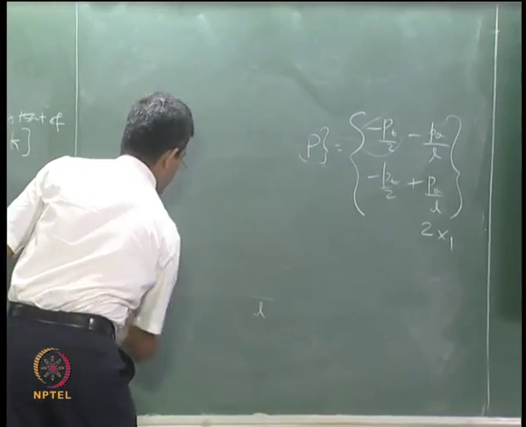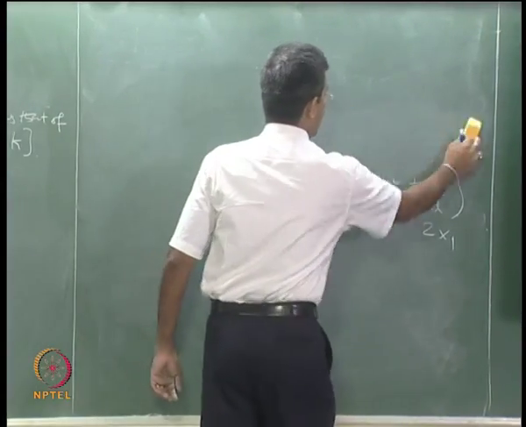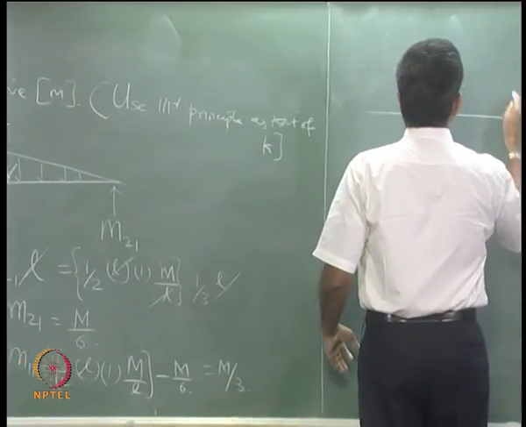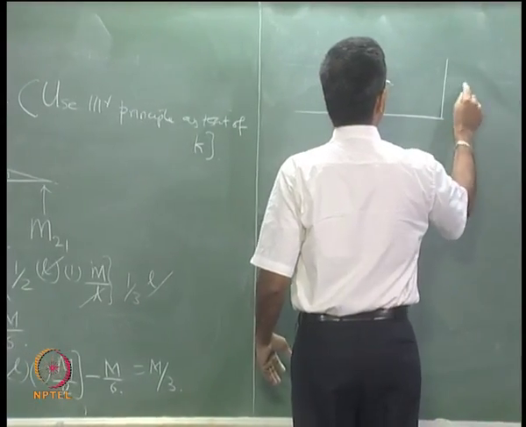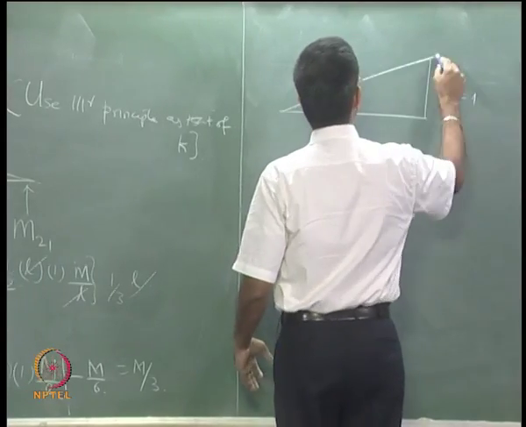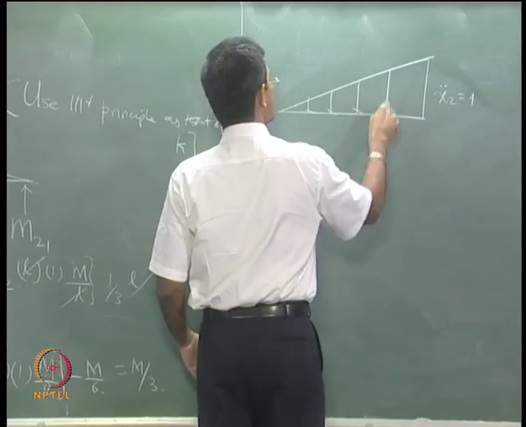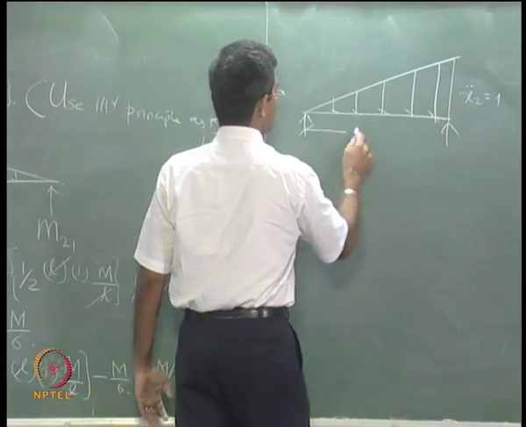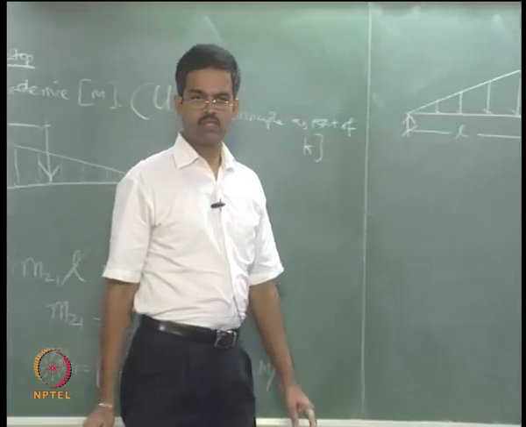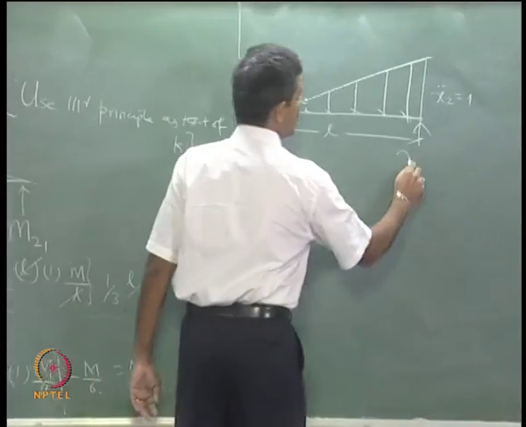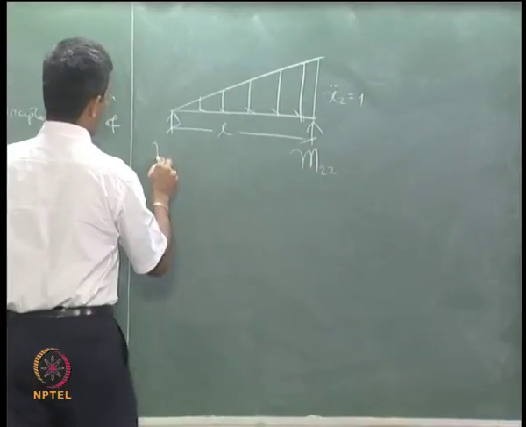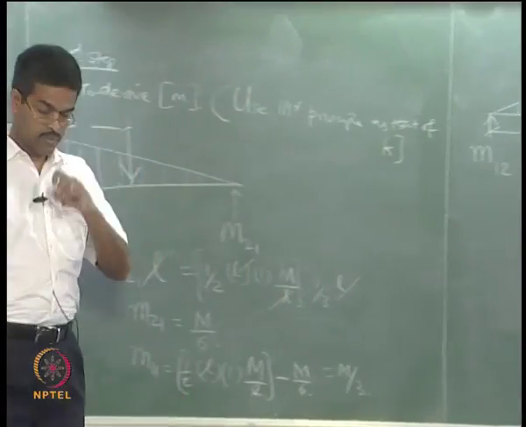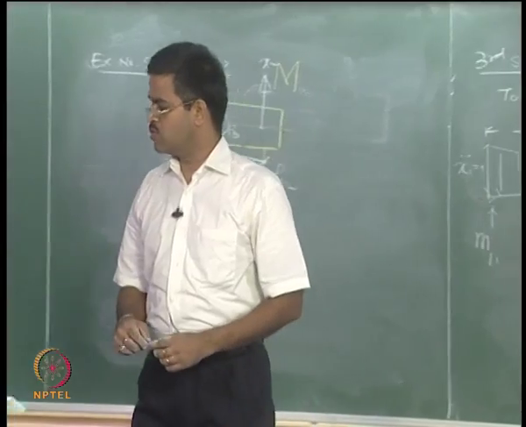Now I want to find the second row, second column of the mass matrix. Same algorithm applies here: call x2 double dot as unity and apply these forces and find these reactions at the distance L and so on. I call this value M22, I call this value M12. So can you quickly find out these two values?